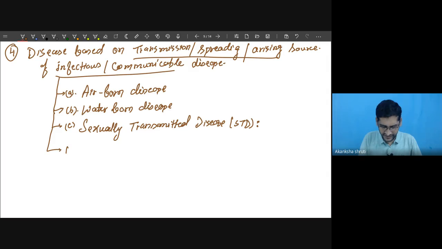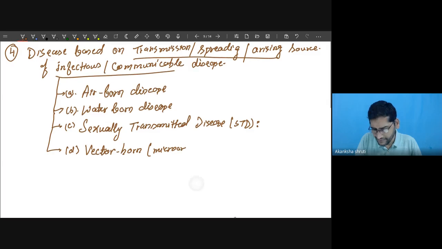The fourth one is our microorganism, is pathogen based. So they are called as the vector borne. Vector borne. Or you may write microorganism borne. Okay. So these are the carrier. If the carrier is living organism or microorganism, then it is called as the vector borne. So these are the four category of disease.